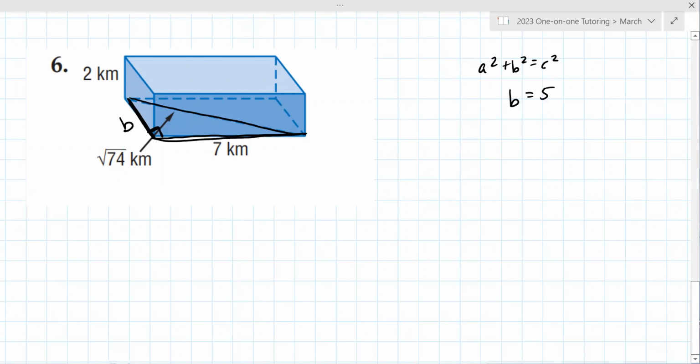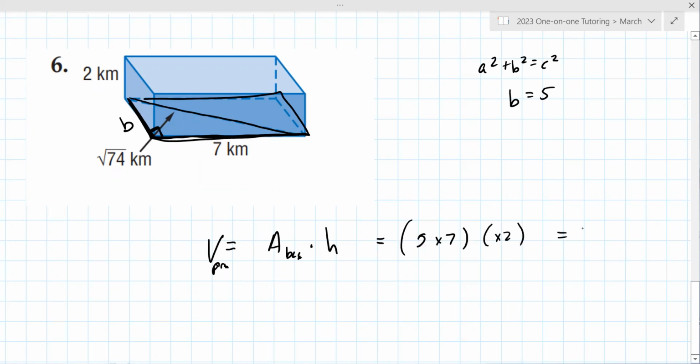Yep. Okay, so I want you to find the volume of this prism. It's a prism, so let's start with the formula. What's the formula for the volume of the prism? Base times height. Area of the base times the height. Now, would it just be base? 70 kilometers cubed? No. What's the area of the base? 35. Okay, that's fine. So you're choosing the bottom to be the base, which is totally fine here. That would make it 5 times 7. That's the base, times 2. Which is 70 kilometers cubed. All right, very good.